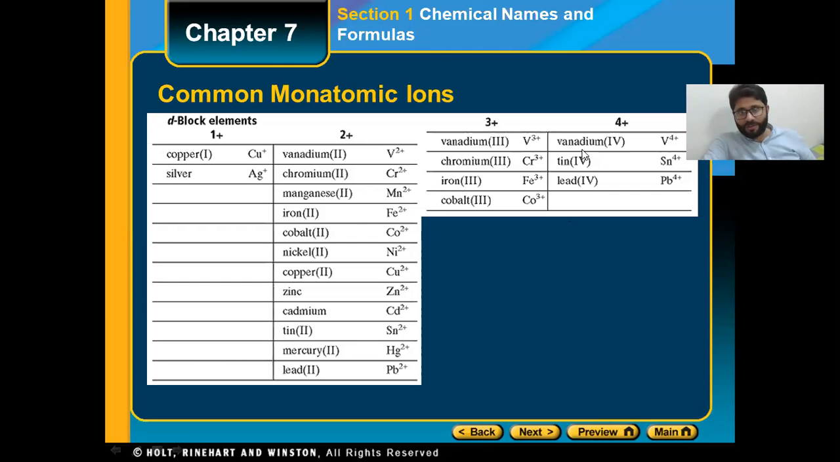If I'm talking about vanadium over here, the vanadium is +3 here, over here it's +4. So its oxidation state is changed now. The charges on the transition metals change, sometimes +2, sometimes +3. With vanadium, it's +3, over here it's +4, so it's changing now.